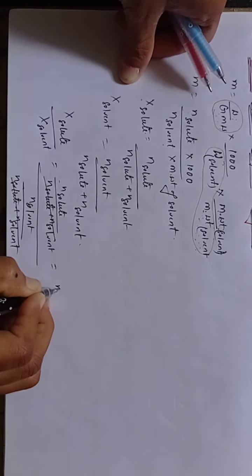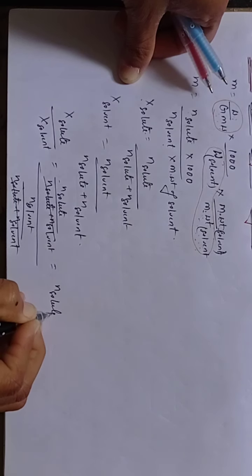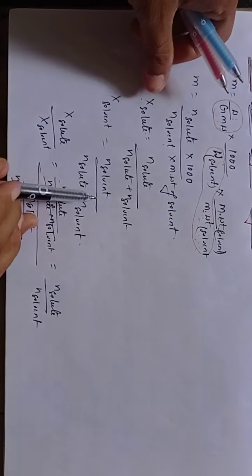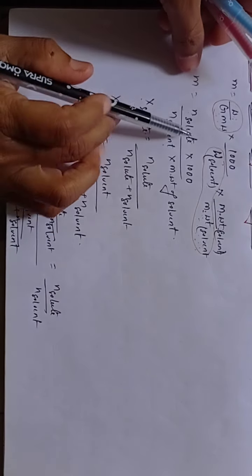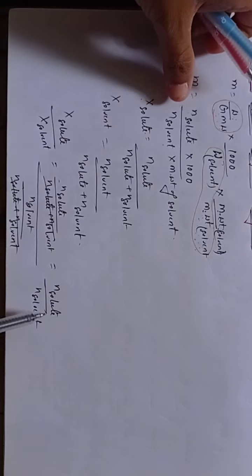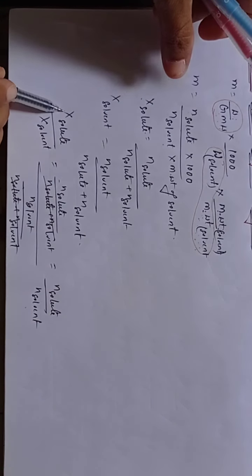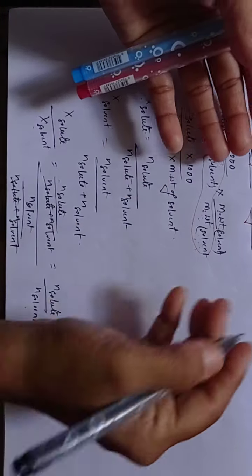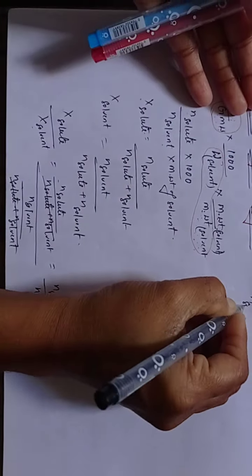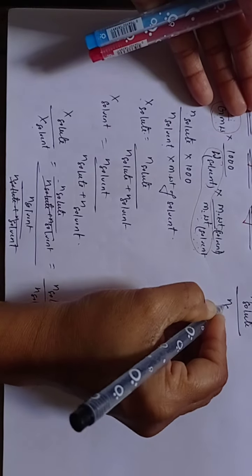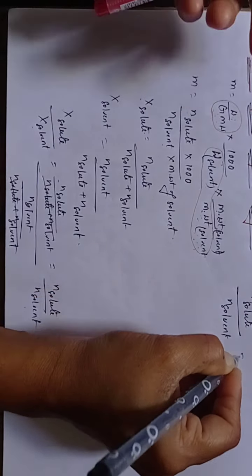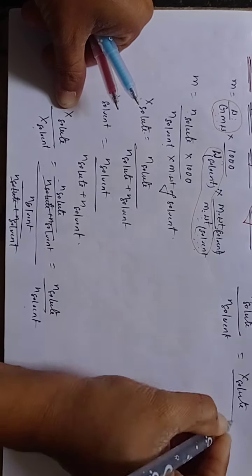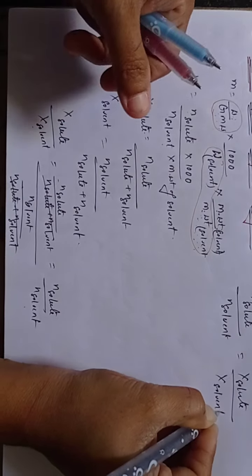What can we write, students? Here number of moles of solute by number of moles of solvent. So that means here the formula is number of moles of solute by number of moles of solvent. So what can we write, students? Mole fraction of the solute by mole fraction of the solvent. So here I am writing this formula, students: number of moles of solute by number of moles of solvent is equal to mole fraction of the solute by mole fraction of the solvent, clear this one.